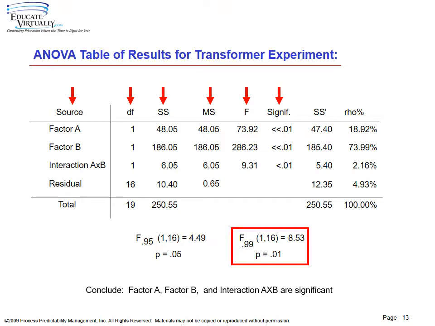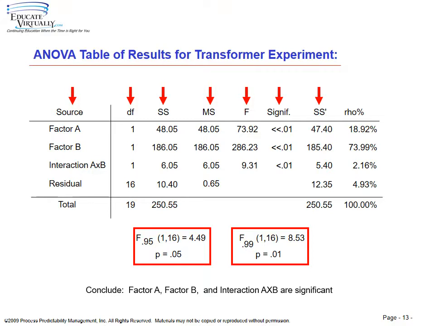We look up some values in our table and we can see that we have values for the significance of 0.01, or a 99% confidence, of 8.53. The table value for a p-value of 0.05, or a 95% confidence, is 4.49. All of our calculated F statistics are greater than the 4.49 and they're also greater than the 8.53. So we can say that they are significant at a 99% confidence or a p-value of 0.01.